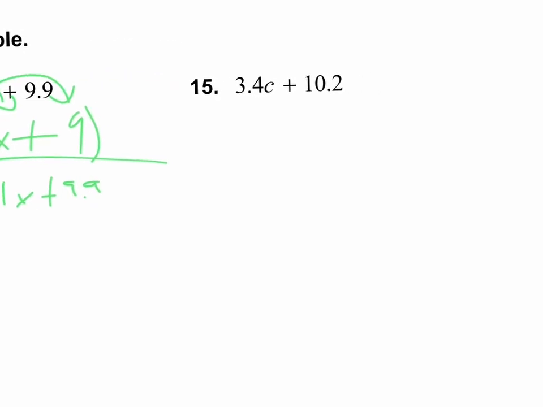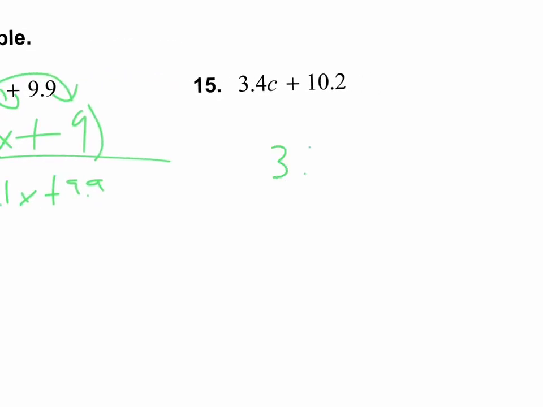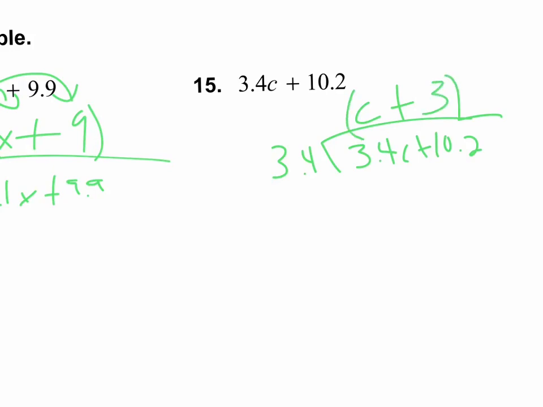All right, number 15, my coefficient is 3.4. It's in front of that C, so 3.4, and then 3.4C plus 10.2. 3.4C divided by 3.4 is just C. Bring up that plus, then we do 10.2 divided by 3.4, which we get positive 3. And then we bring up that 3.4 and we get that answer right there.